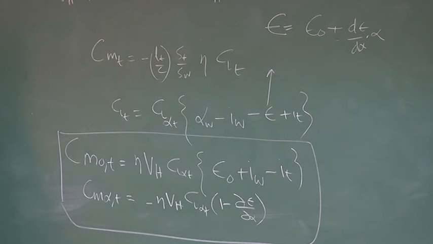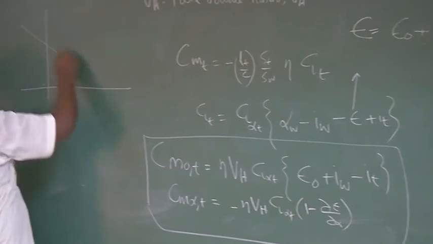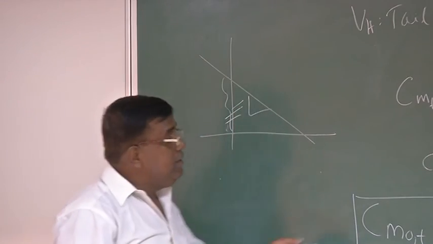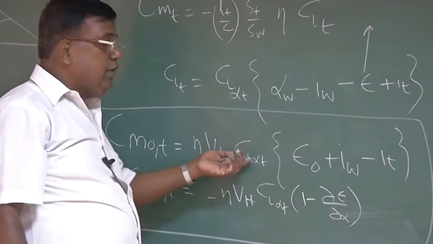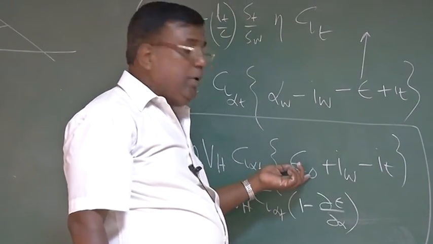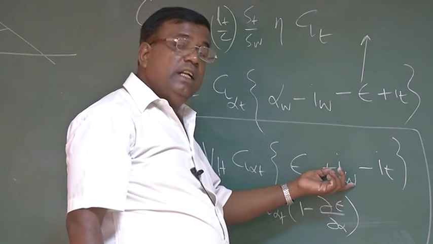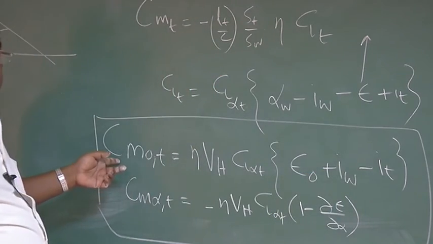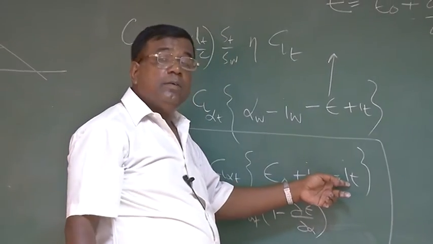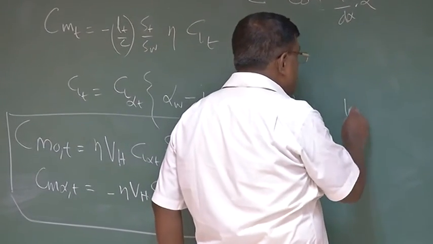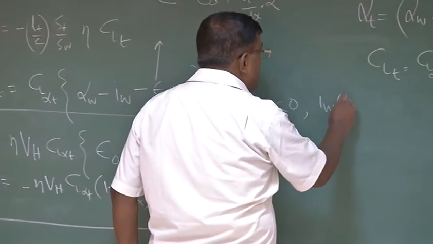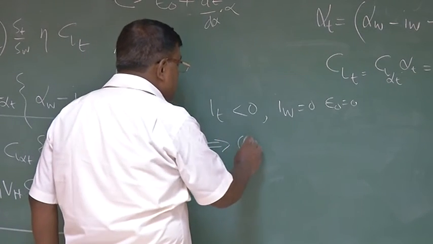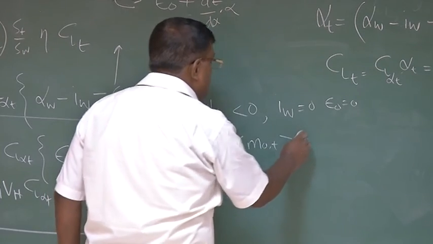I again take you back. Please remember, we're trying to see how much the tail will contribute towards adding CM naught and towards the slope. What is the first expression telling? You could see this is positive, this is positive, this is positive. Epsilon naught, suppose a symmetric airplane, epsilon naught is 0. If I don't put any wing setting angle, this is 0. So how can I get a positive CM naught? If IT is negative, that means what? If IT is less than 0, and if IW is 0, if epsilon naught is 0, then this implies CM naught tail will be greater than 0.